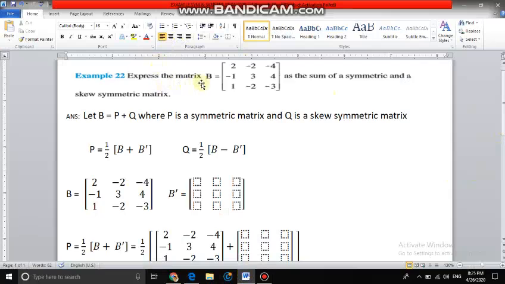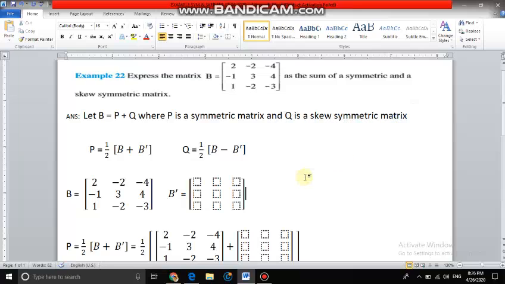The question is: express the matrix B, which is a 3 by 3 matrix, as a sum of a symmetric matrix and a skew symmetric matrix. So you have to split this matrix into two matrices, one a symmetric matrix and another a skew symmetric matrix, and their addition must give me back the matrix B. So as I said, sum of two matrices, I have taken one as P and one as Q, where P is a symmetric matrix and Q is a skew-symmetric matrix.